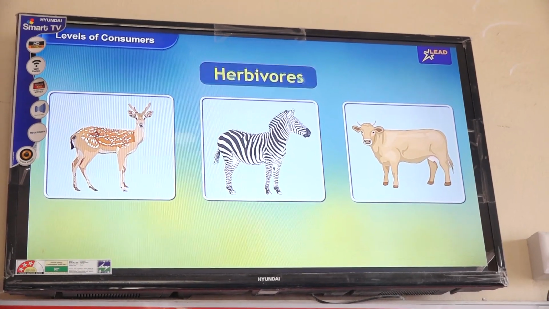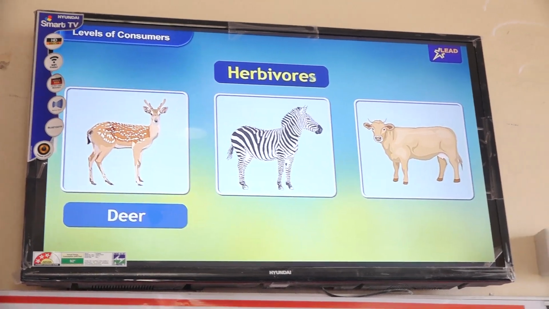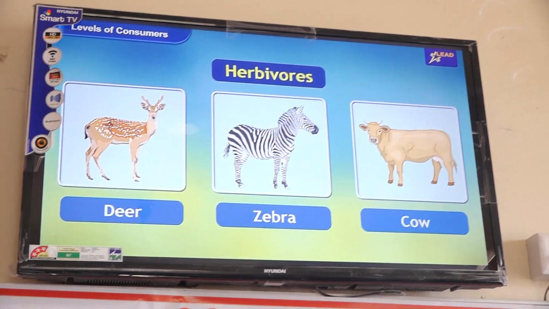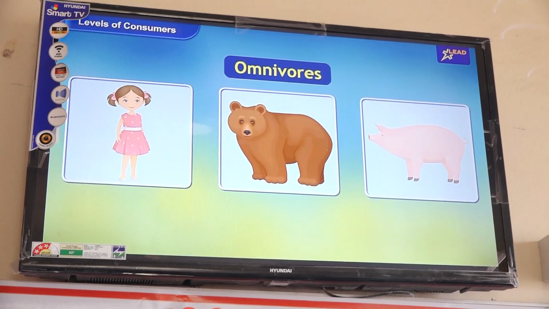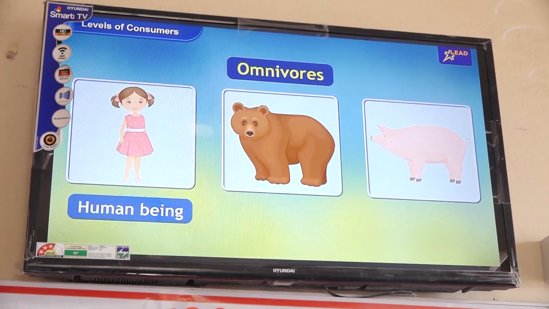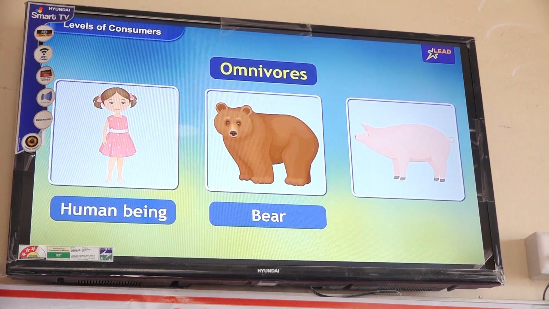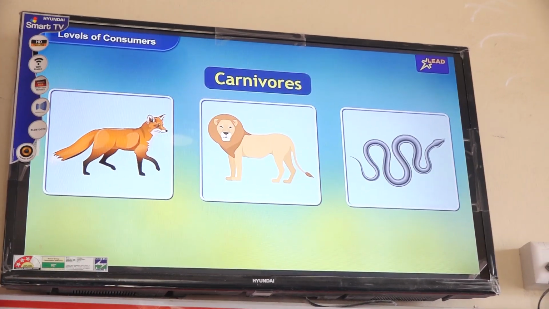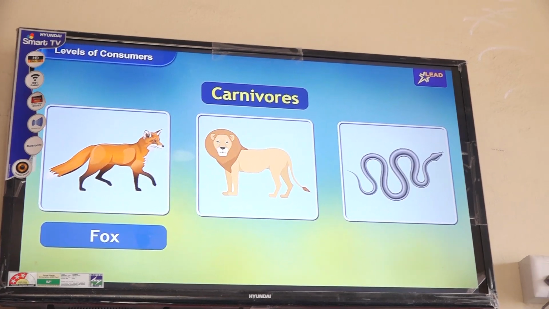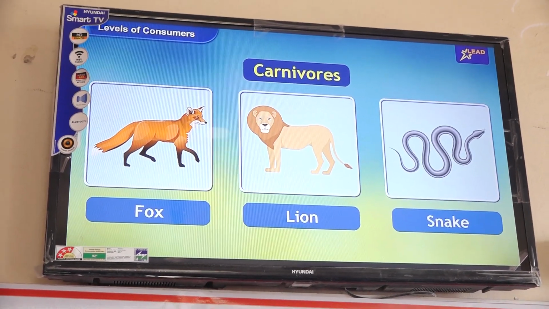A few examples of herbivores are deer, zebras, and cows. A few examples of omnivores are human beings, bears, and pigs. A few examples of carnivores are foxes, lions, and snakes.